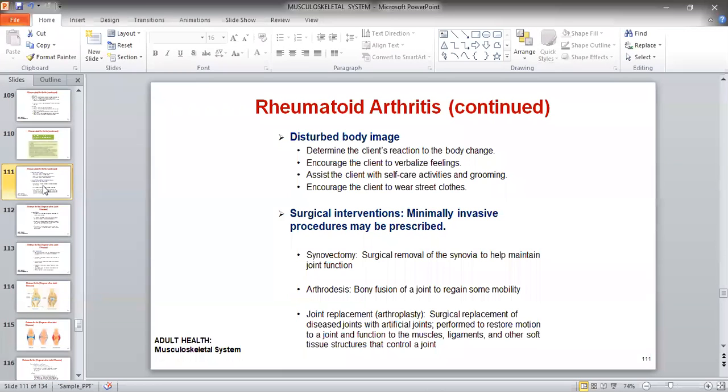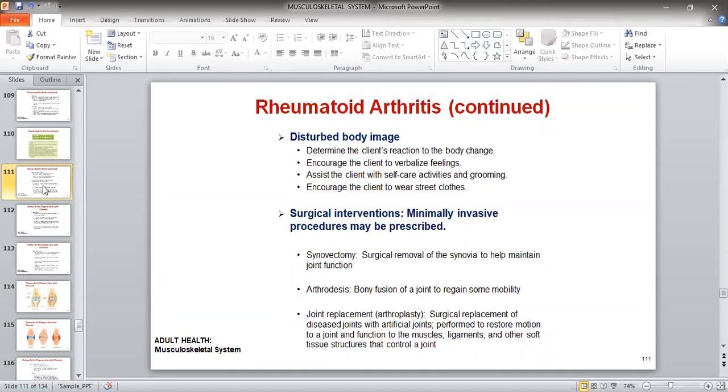So disturbed body image. If any patient has rheumatoid arthritis nodules or deformity, emotional issues are very important, right? Because of the structural problem. So as I told you, we have to educate them about this. Determine the client's reaction to the body image, encourage the client to verbalize their feelings, assist the client with self-care activities and grooming, encourage the client to wear special cloth. It is a special type of cloth the patient has to wear behind their shirt or t-shirt.